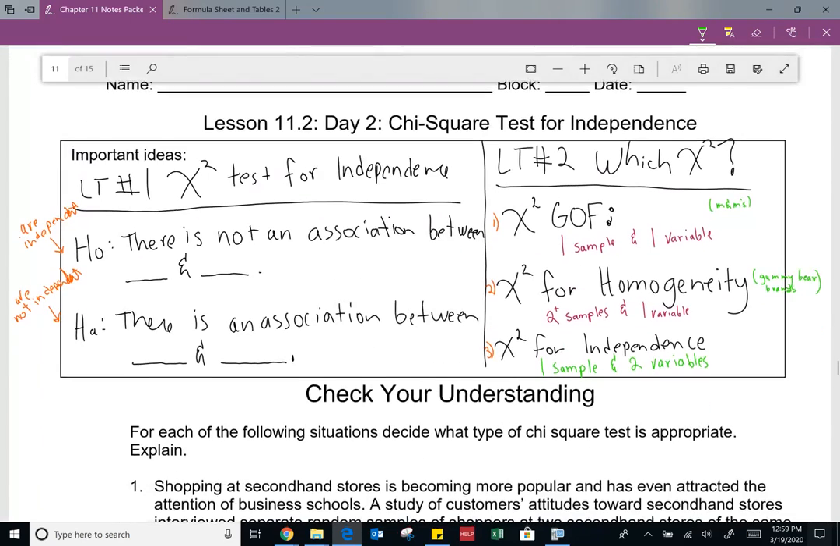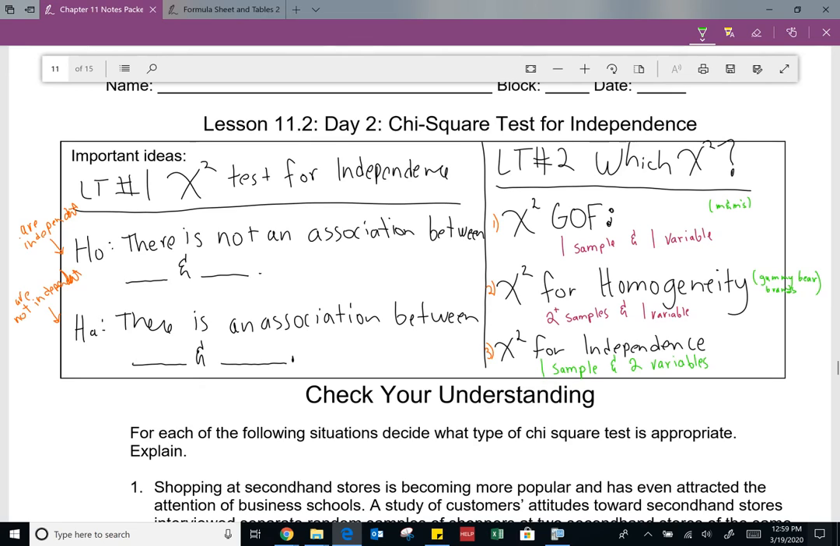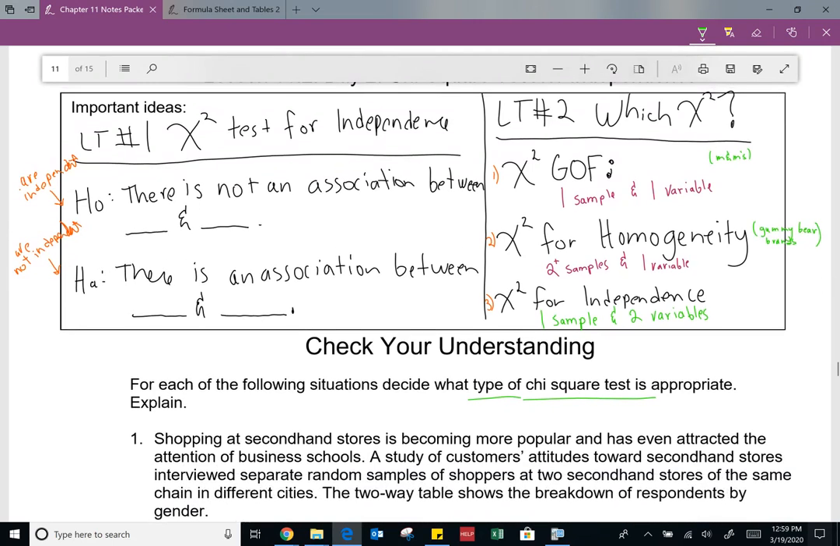So now what I'd like you to do is, for each of the following situations, decide which type of chi-squared test would be the most appropriate, and then explain why that would be. I'd like for you to pause the video here and work through this, check your understanding.